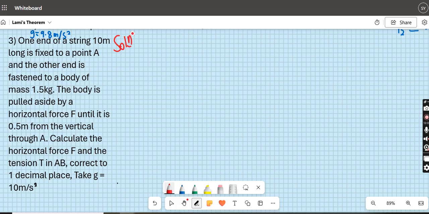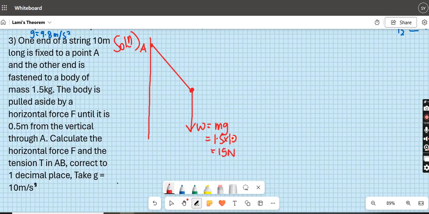Alright, so for our solution, one end of a string 10 meters long is fixed to a point A. So let's say we have a point A. One end of the string is fixed to A. The other end is fastened to a body of mass 1.5 kilograms. So let's have automatically our weight, which is mg, and we have 1.5 times 10, giving us 15 Newton. We put it down there.